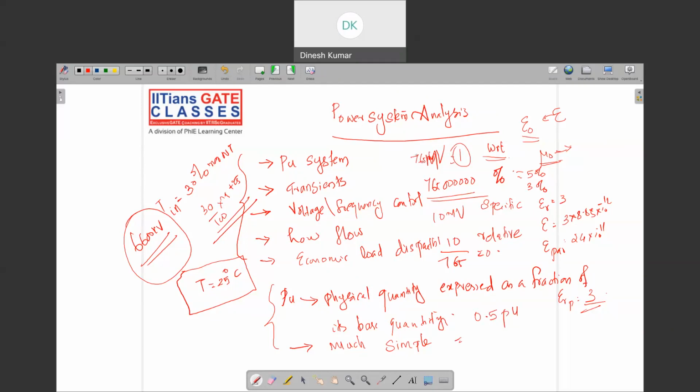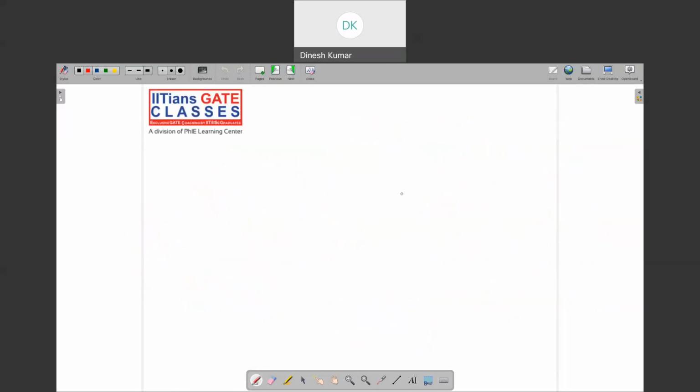So what are the different bases we have to consider in a power system? There are 4 important electrical properties in a power system. The first one is voltage. The second one is current. The third one is impedance, Z. And the fourth one is power, or S, or MVA, the apparent power.